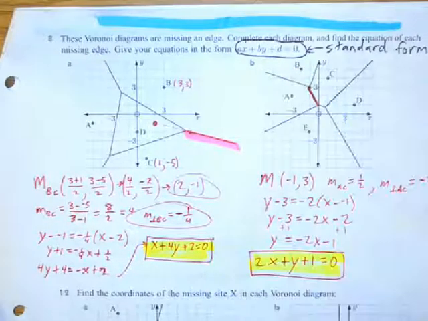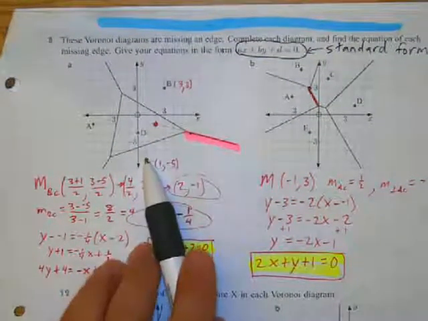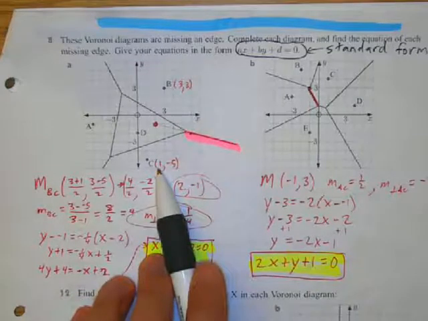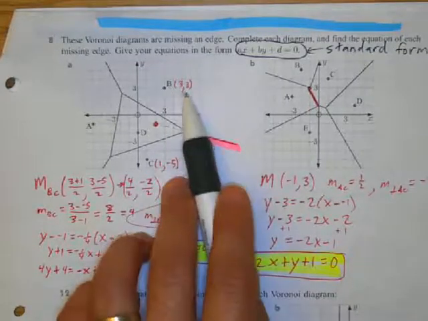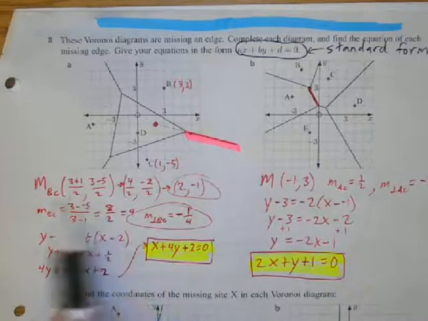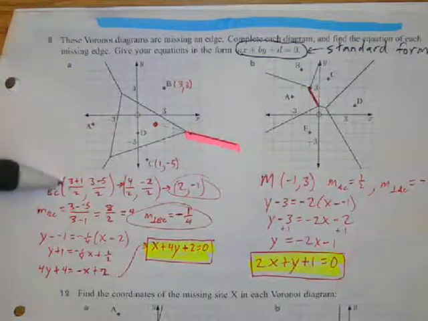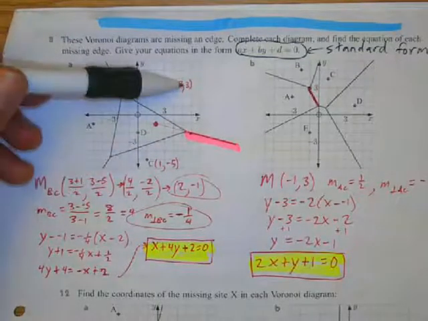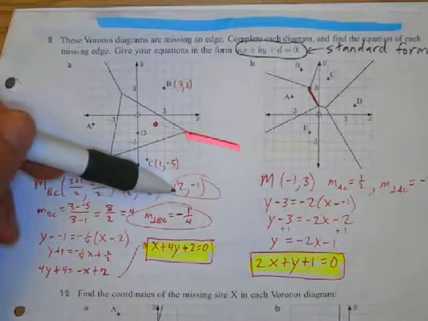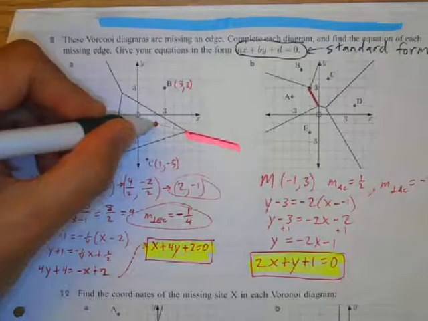So the first thing we're going to do, our missing edge is between C and B. So the very first thing I did was I found the midpoint. So the coordinates of C is 1, -5. The coordinates of B is 3, 3. So using the midpoint formula, average of the x values divided by 2, average of the y values divided by 2, this midpoint is 2, -1. So over 2, -1. There's my midpoint.